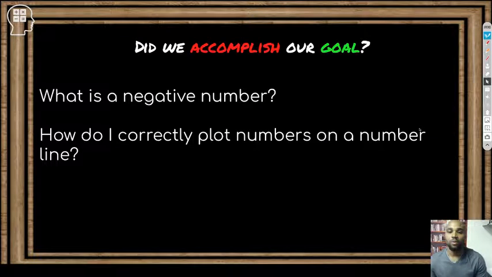So did we cover what we came to cover? What is a negative number? Yep, we talked about all the values less than 0, whether it be your money, the temperature, or sea level. How do I correctly plot numbers? Well, we just talked about that. You can start with 0, and if it's positive, you count that many numbers to the right, and if negative, you count that many values to the left.